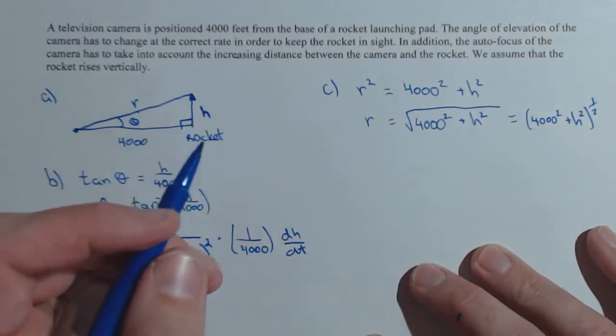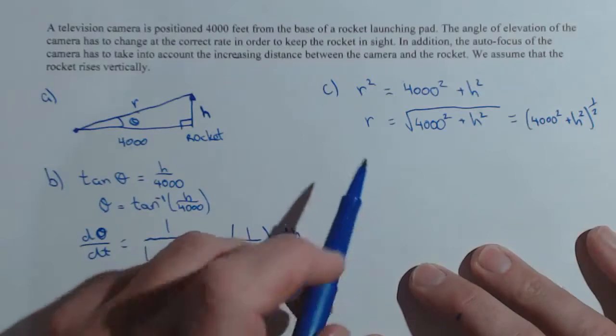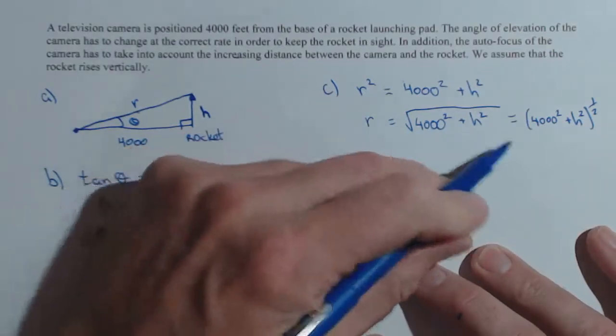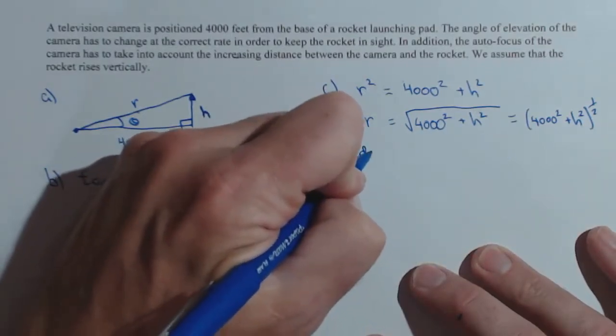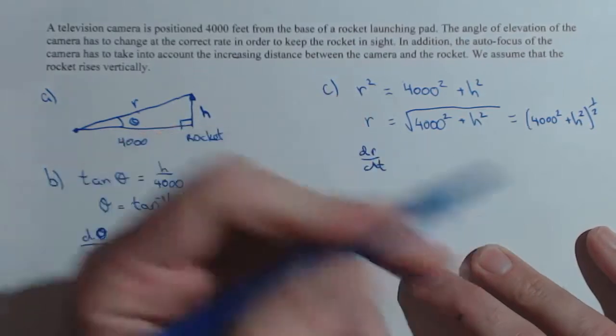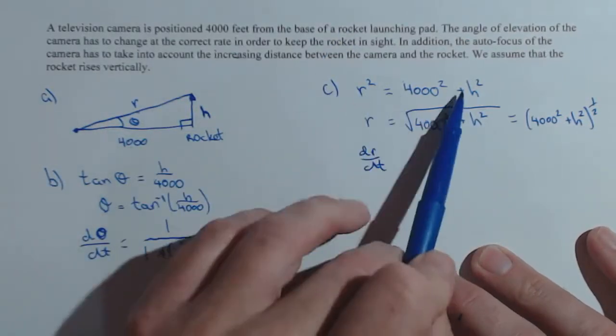We'll need it later. So what we'll do now is we'll go ahead and take the derivative of each side with respect to time. So that just becomes dr dt. So just to mention it, if I had done it from here, that's not a problem.